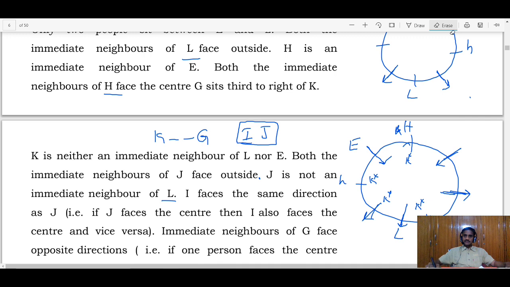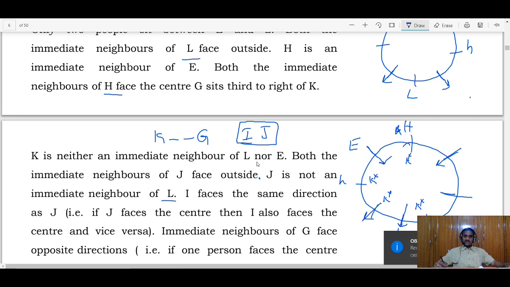So where should G be? Earlier we discussed G. K cannot be anywhere else, so K must be in two places. Wherever K is, counting 1, 2, 3, G can be there. Now suppose G is here, the immediate neighbors of G are facing away from the center, which is possible. G sits third to the right of K. If K is here, 1, 2, 3, G will be here. There are two.